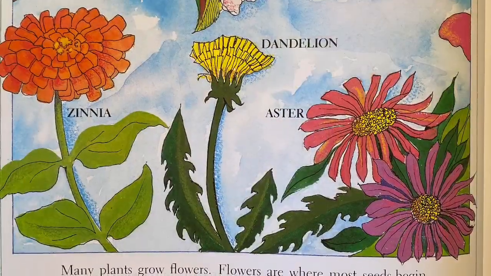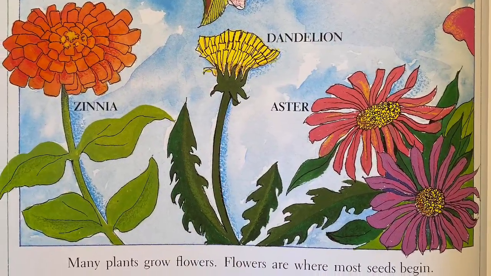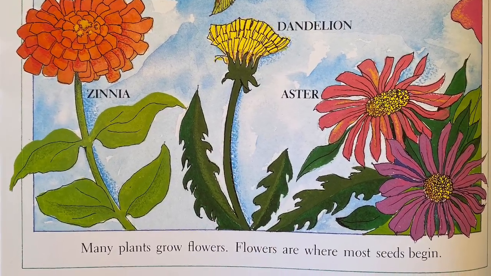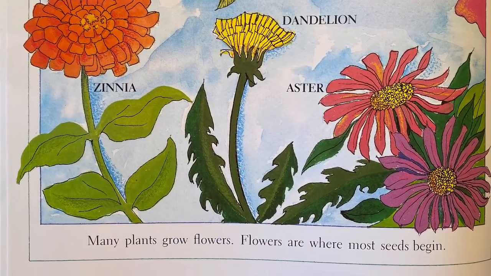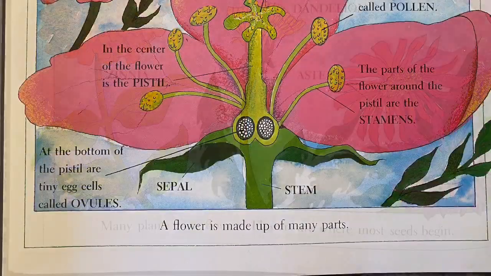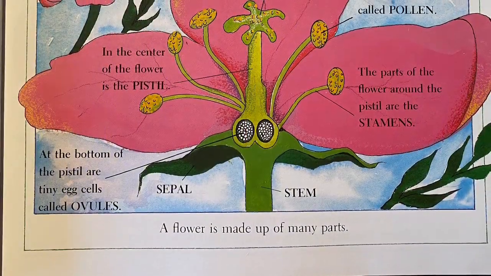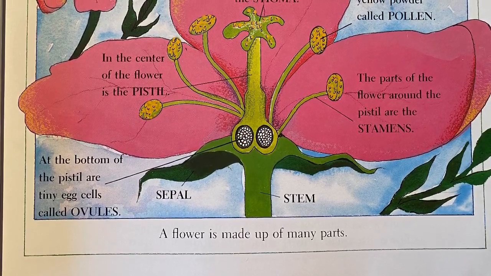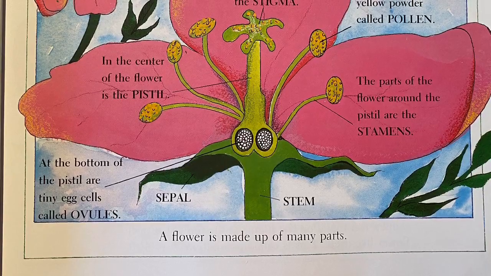Many plants grow flowers. Flowers are where most seeds begin. And in our picture we have apple tree, zinnia, dandelion, aster. A flower is made up of many parts. At the top we see a petal. The sticky part at the top of the pistil is the stigma.